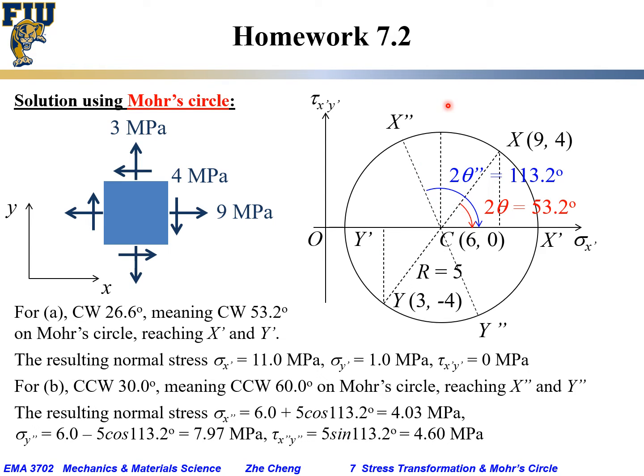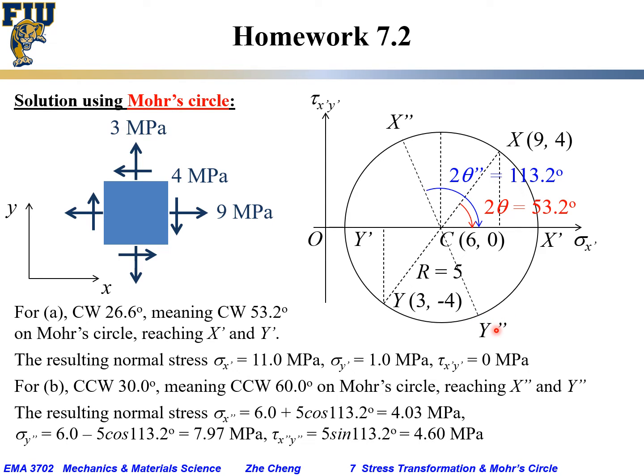Okay, from here to here is 60. So on Mohr's circle we know this angle is 53.2 plus another 60, which gives 113.2 degrees to find the x prime. Okay, that's from x. From y, rotate similarly by 60 degrees, and you find the y prime.